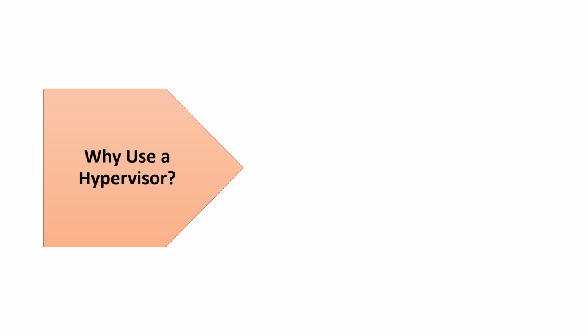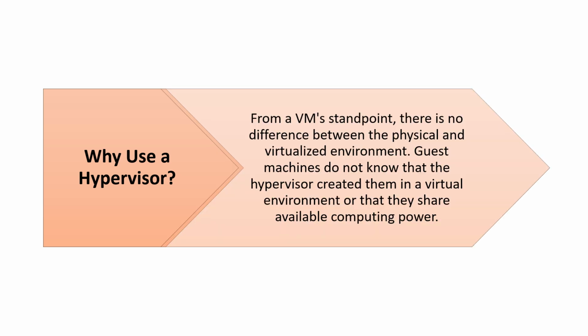Now we can see why we use a hypervisor. From a virtual machine standpoint, there is no difference between the physical and the virtualized environment. That is, the hypervisor makes it such that the guest machines do not know the hypervisor created them in a virtual environment, or that they share the available computing power. Every available resource in the host machine is available to the virtual machines.